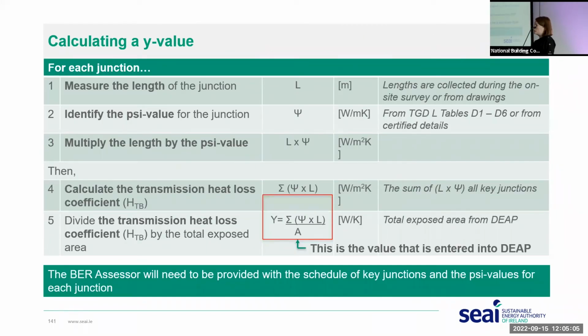So how do you calculate a Y value? Simon went through this morning, but essentially you need to identify all of the junctions, include the key junctions in the calculation, measure the length of the junction. That should follow the same measurement conventions that you use to measure the dwelling for the BER assessment, to measure the plane elements. Identify the psi value for each junction, multiply one by the other, add it up for all of the junctions and divide it by the total exposed surface area, which again should match the measurement in the DEAP assessment.